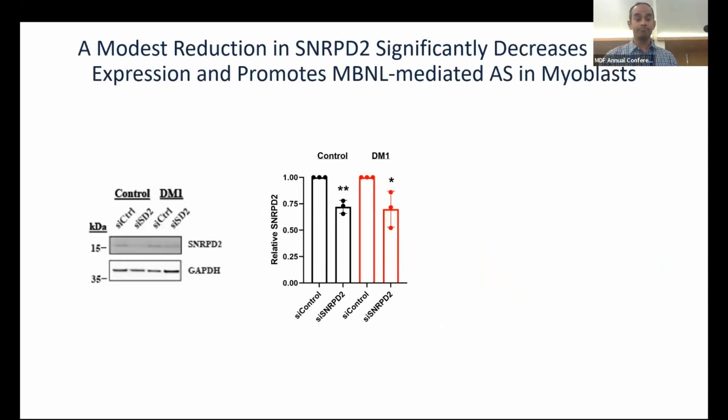Here, this is consistent with MBNL being sequestered by the toxic RNA and that regulatory window being more sensitive in DM. And because muscle symptoms are a central feature of myotonic dystrophy, we also wanted to confirm these results in muscle cells.